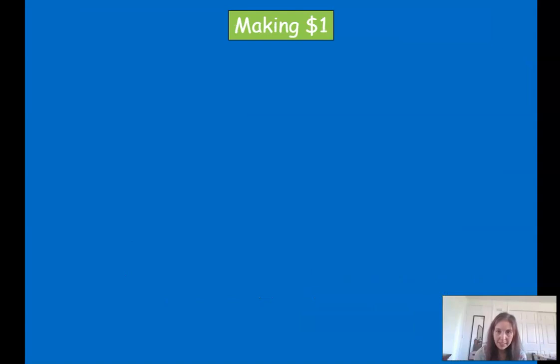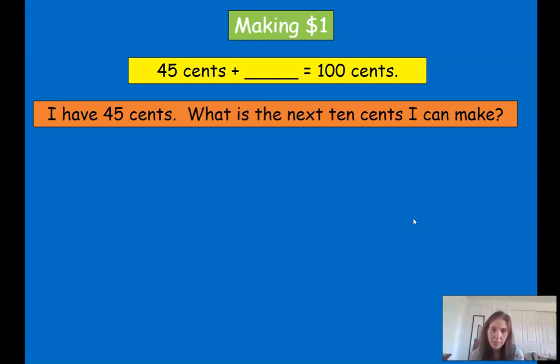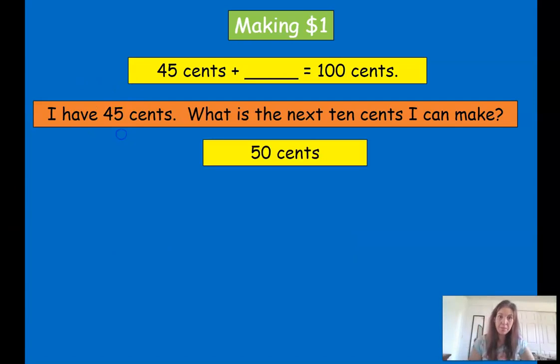Okay, now we're going to play a little game where we're going to practice making $1. So 45 cents plus what equals 100 cents? That's what we're trying to figure out. So I have 45 cents. What is the next 10 cents I can make? So we've been talking a lot about this, going to the next 10. So what's the next 10 that I can make from 45? Go ahead and say it. 50, right? So 50 cents is the next 10.